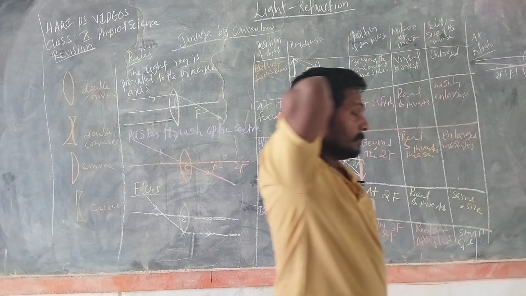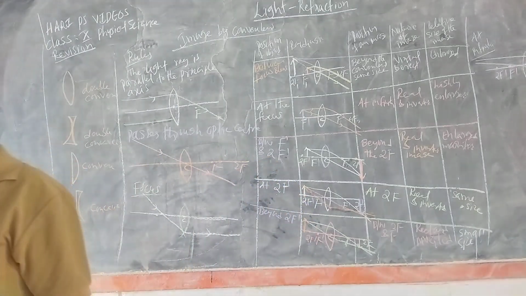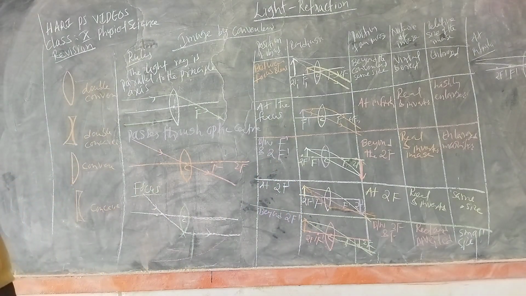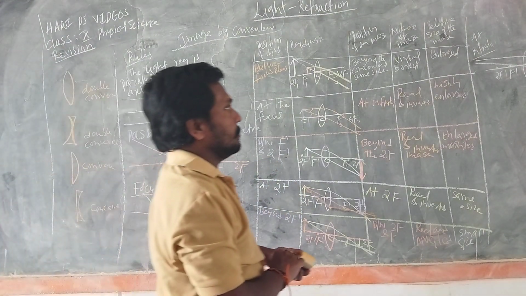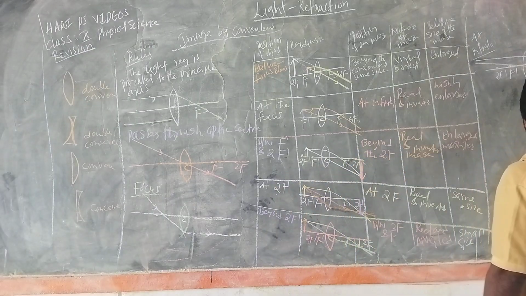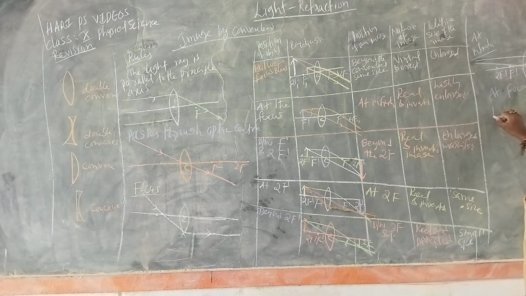At 2f, exactly the image is formed after f. Small size, real, inverted, highly diminished image is formed. Where is it formed? At focus, a real and inverted, highly diminished image is formed. The object is on the upper side of the lens.